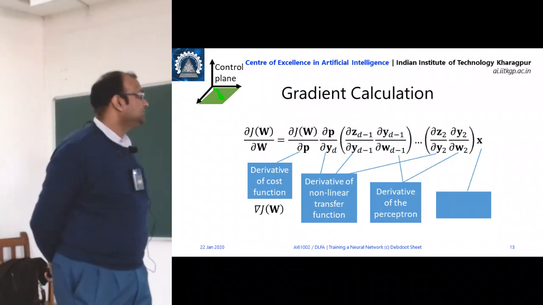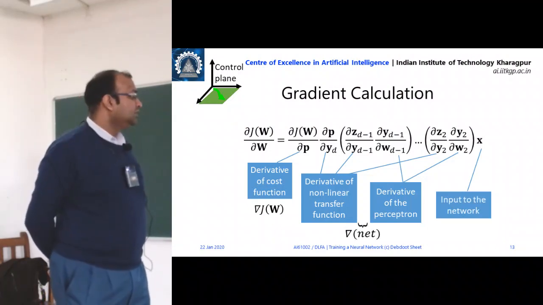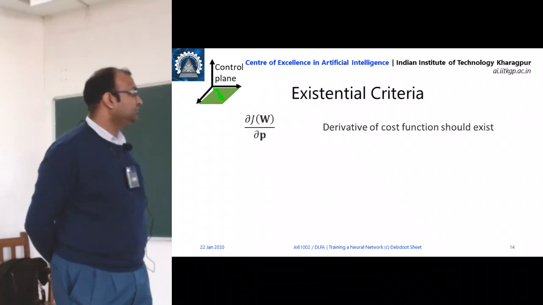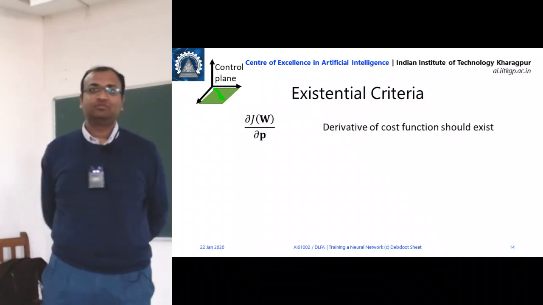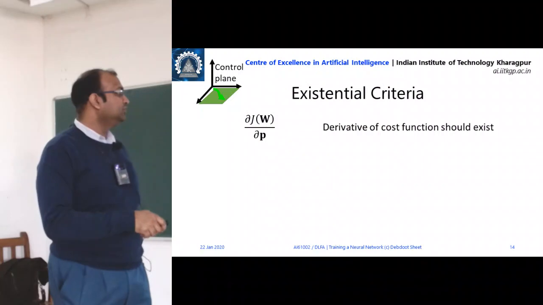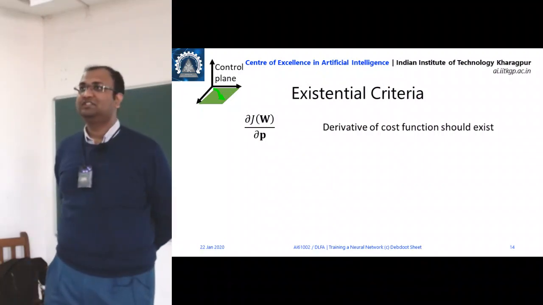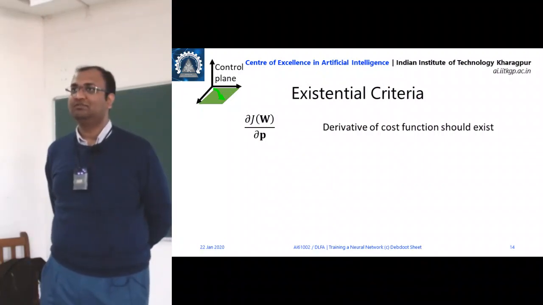Okay. So that's what it comes down to. Now one critical part for this whole thing to exist is that you would need this cost function, which needs to be differentiable, otherwise this derivative will not exist.